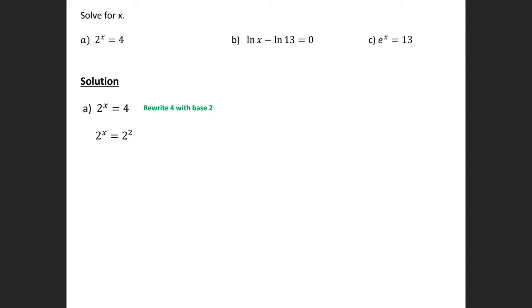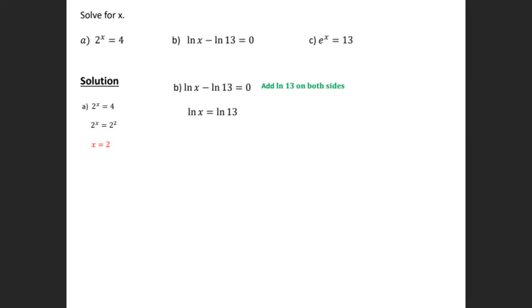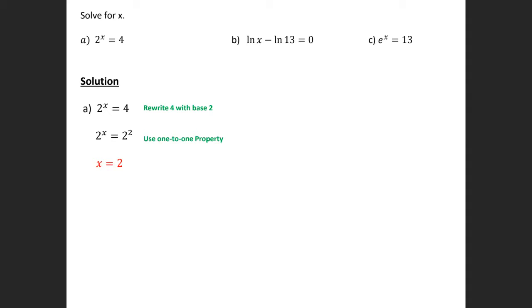Let's look. Let me see if we can. We've solved some of these. Again, you can use the one-to-one properties to solve these. Oh, the B is interesting. Okay, I see students struggling with this.